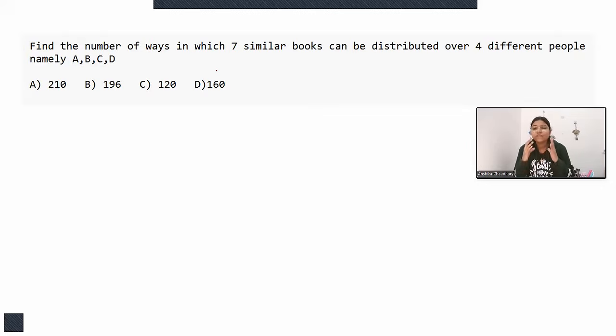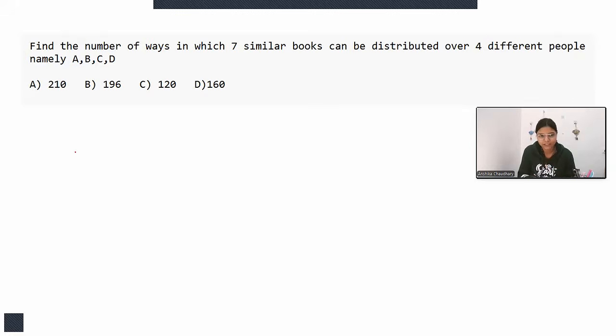We need to tell the total number of possibilities, the total number of ways in which we can distribute those seven books over these four people, right? Okay. Now, let's understand a phenomenon, and based on that phenomenon, we will use a shortcut trick.